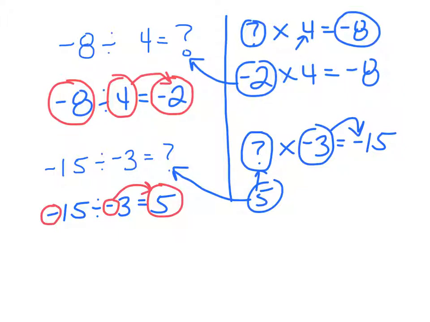So the rules for division are exactly the same as the rules for multiplication. If the signs are the same, I'm always going to get a positive number. If the signs are different, I'm always going to get a negative answer.